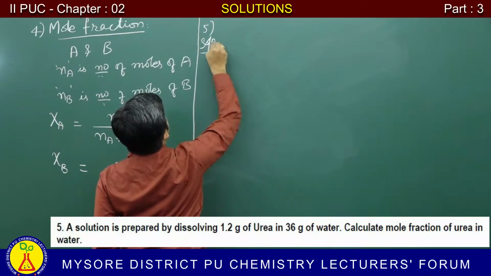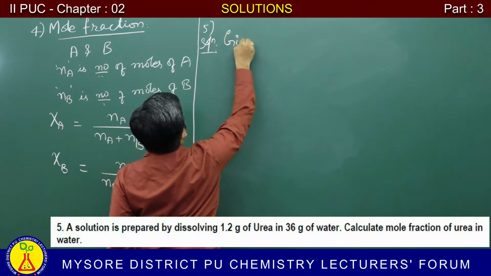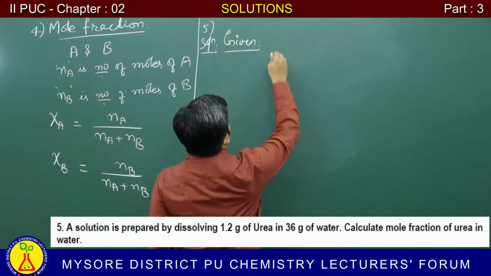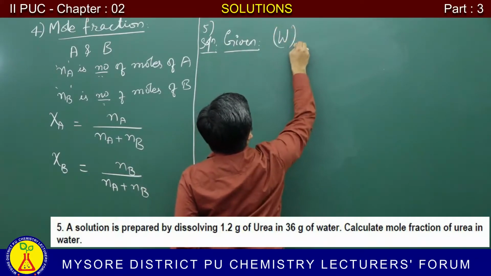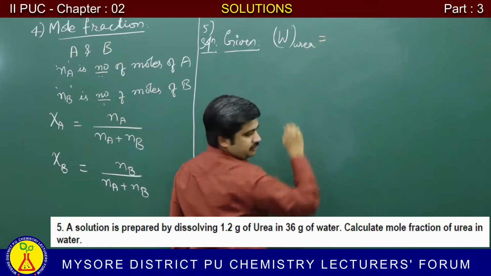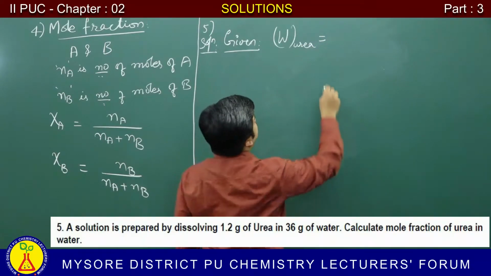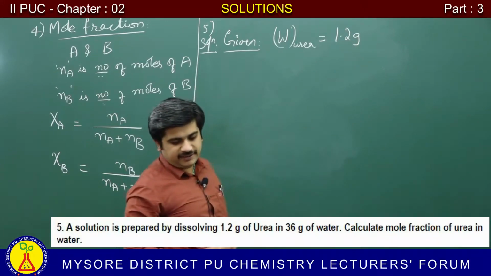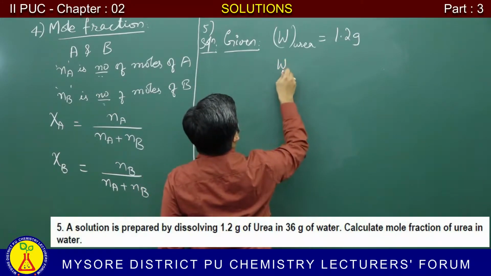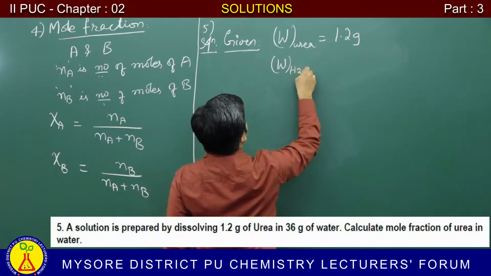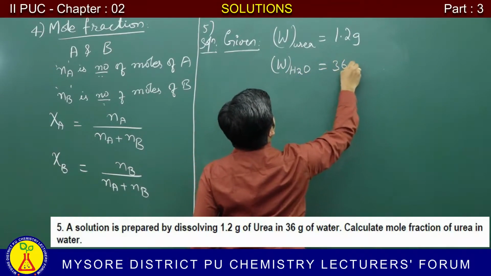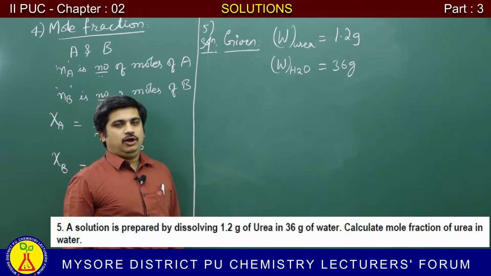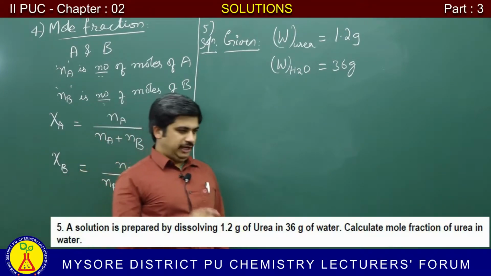As usual, let us copy down what is given in the problem. So the weight of urea is given as 1.2 grams. 1.2 grams of urea is dissolved in 36 grams of water, so the weight of water is 36 grams. We have to find out the mole fraction of urea.